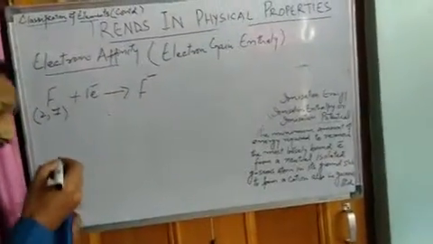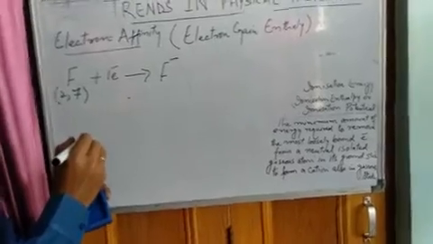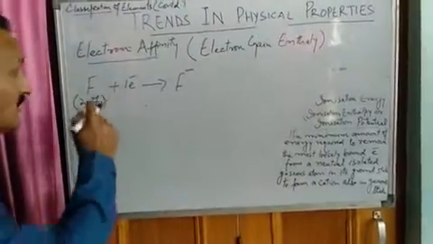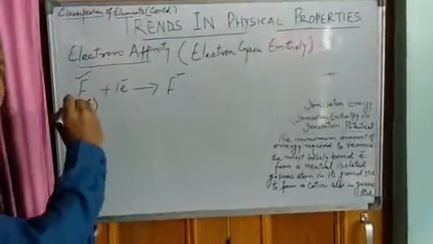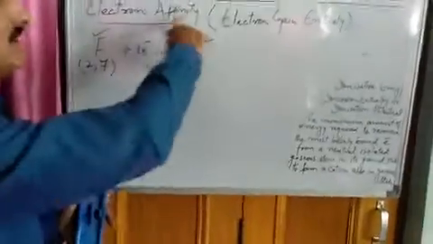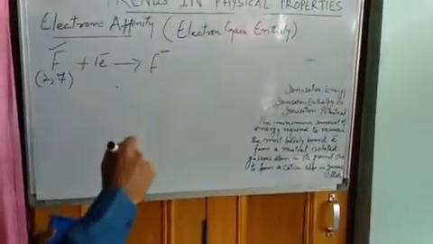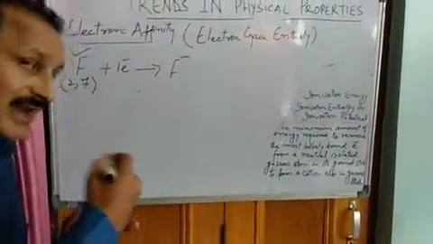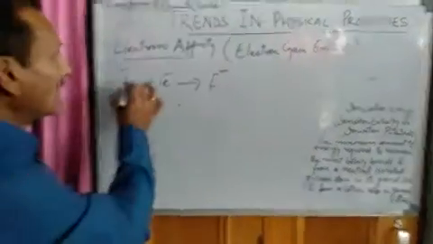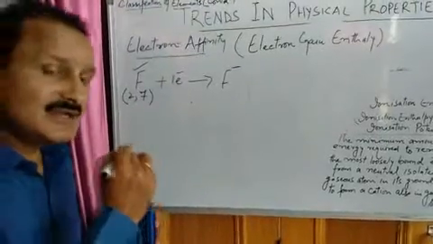We don't add energy. We have to do quite the opposite of that. Energy has to be released by this fluorine atom. The amount of energy that is released by this fluorine atom will be known as electron affinity or electron gain enthalpy. As we move from left to right in any period of the periodic table, what happens to this enthalpy? This enthalpy goes on increasing.